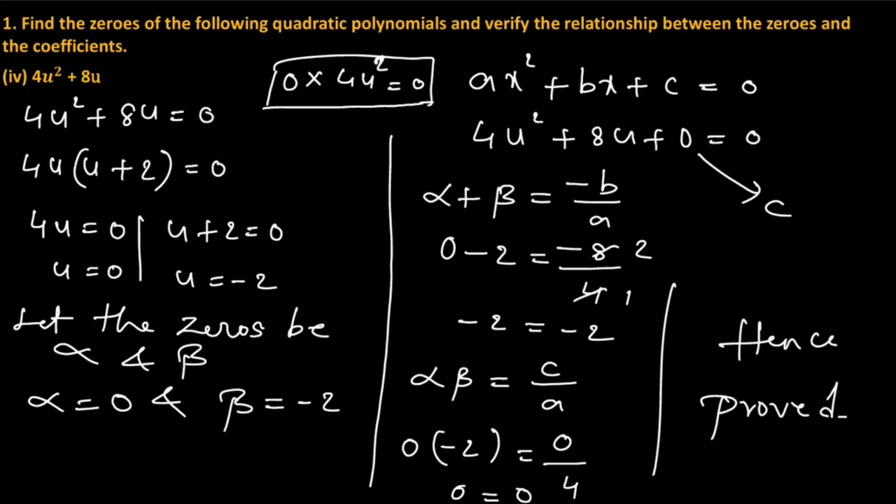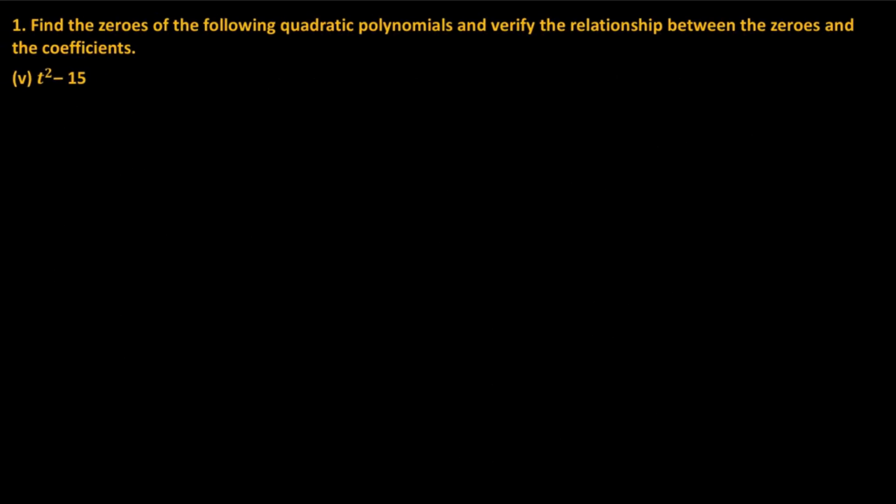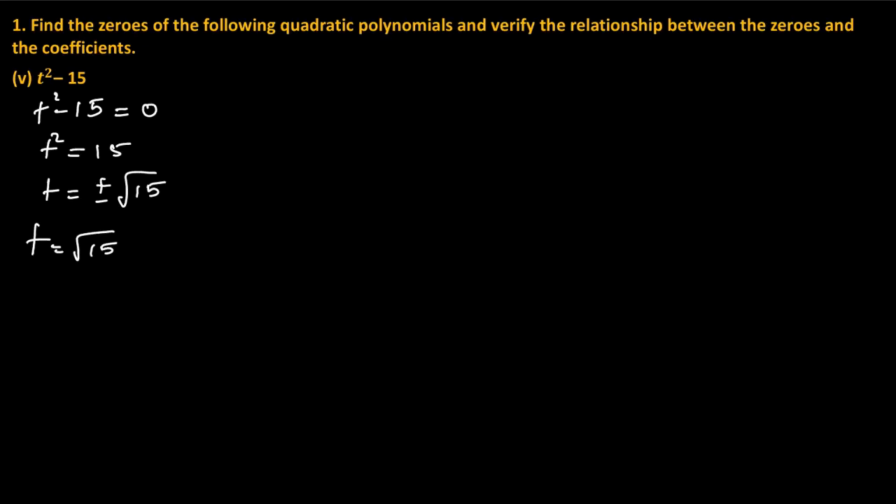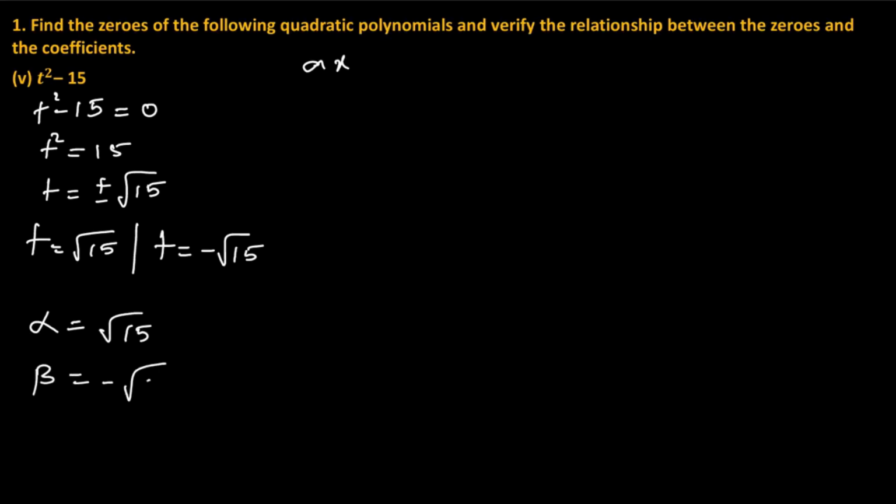Next question is t square minus 15 is equal to 0. You can write this as t square is equal to 15. If this square goes to the right hand side, it will be square root. t is equal to plus or minus square root of 15. So t will be plus square root of 15 or t will be minus square root of 15. Now let us compare it with the equation. So you can write alpha is equal to root 15 and beta is equal to minus root 15.